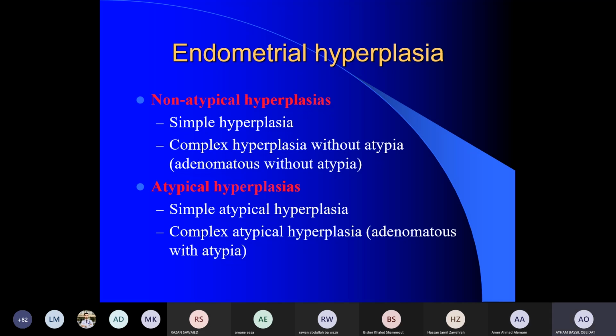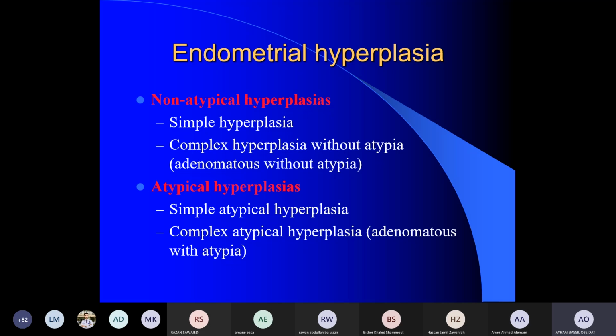We have the first type, which is non-atypical hyperplasia. In other words, hyperplasia without atypia or without atypical cells, just increase in the number of the cells. This could be simple and this could be complex. It could be hyperplasia with atypia, with cell atypia, and in that case, again, it could be simple or complex. So simple atypical, complex atypical, simple typical, complex typical hyperplasia.